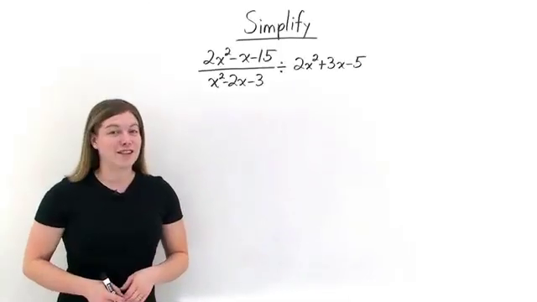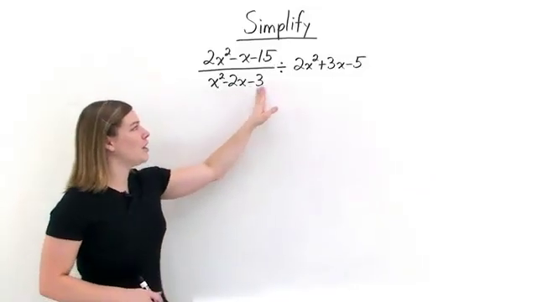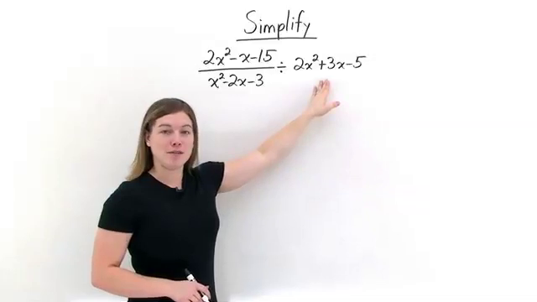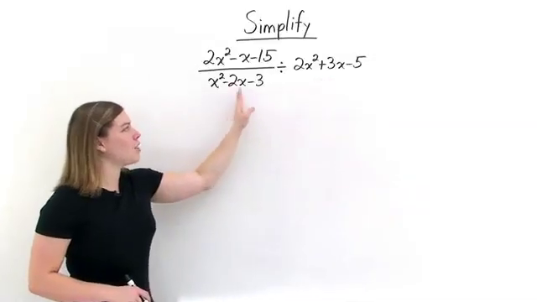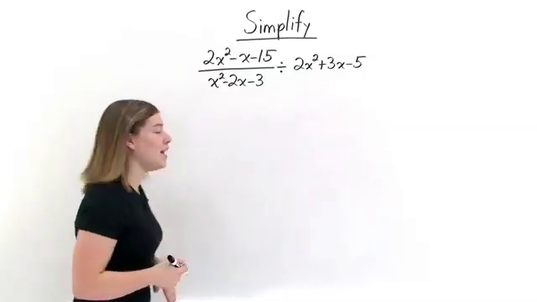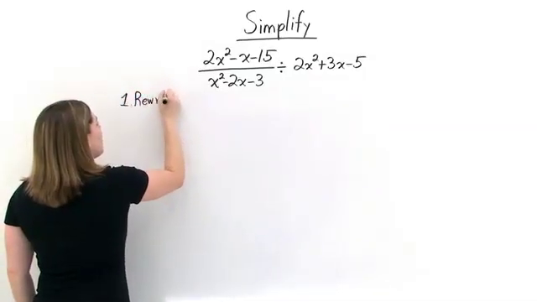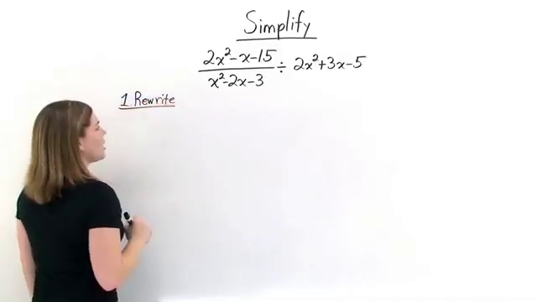So let's simplify this expression. Well, looking at our expression, we have a rational expression divided by a polynomial. Since we're taking a fraction divided by something that's not a fraction, it'd be easier if we had it even. So in our first step, let's rewrite the second part of our expression as a fraction.